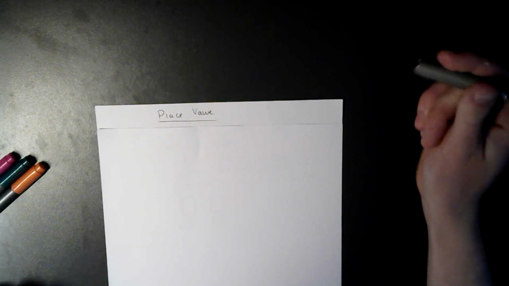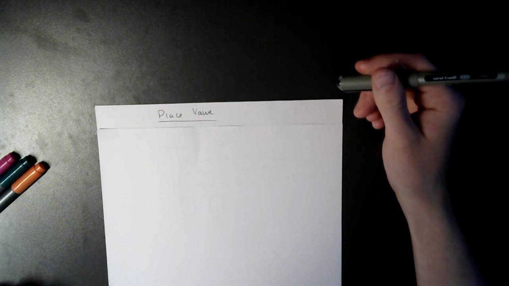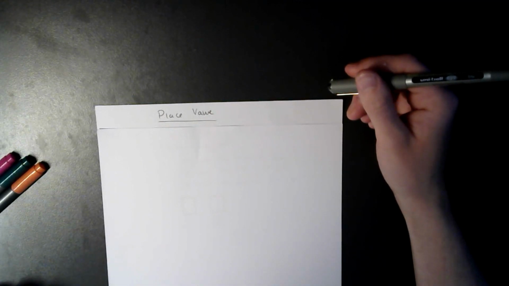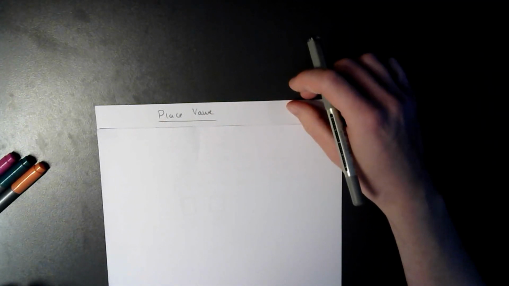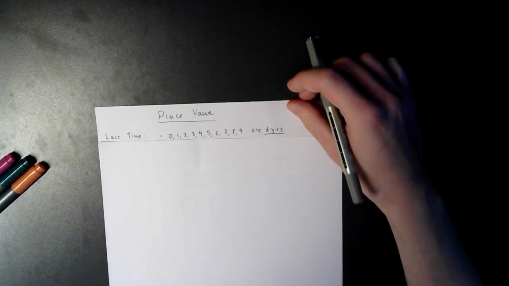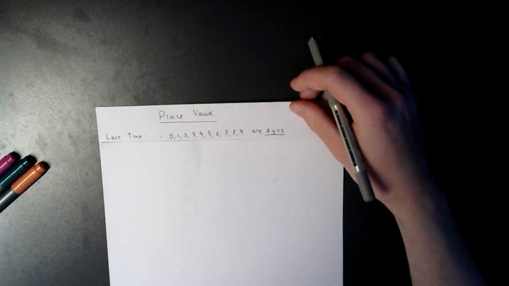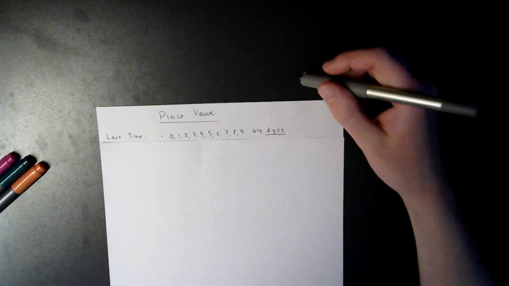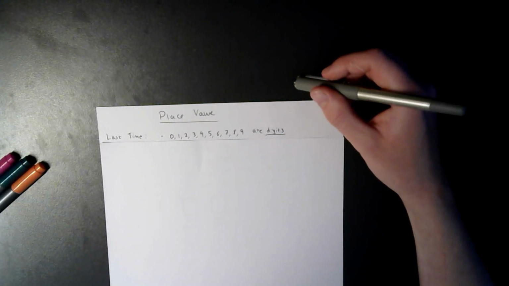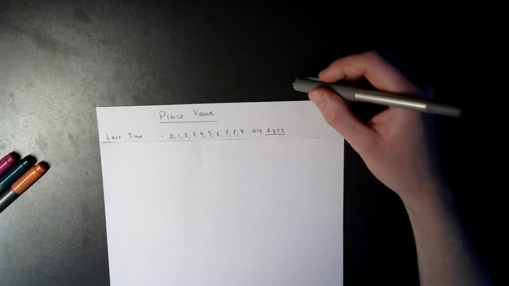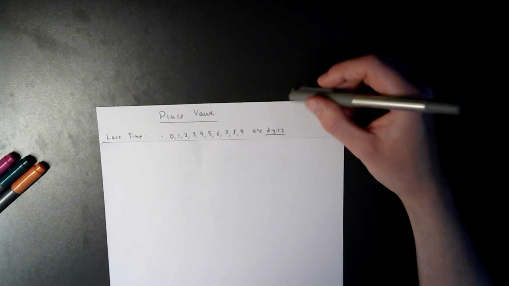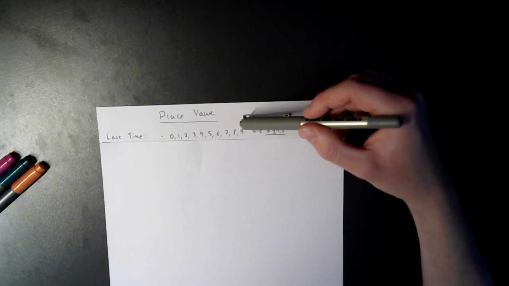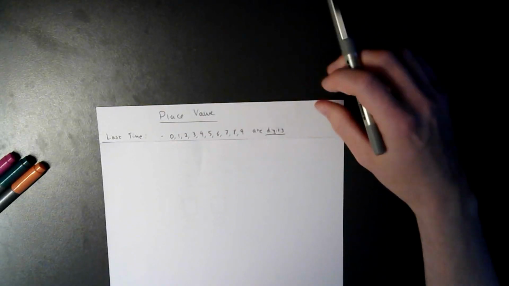Hello, today we're going to be looking at place value. In the last video we looked at place value for two-digit numbers. Remember, we looked at what digits are. Digits are the numbers 0, 1, 2, 3, 4, 5, 6, 7, 8 or 9.